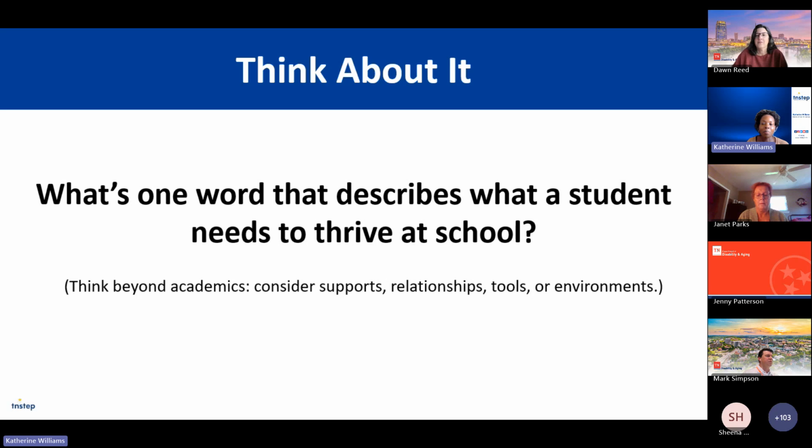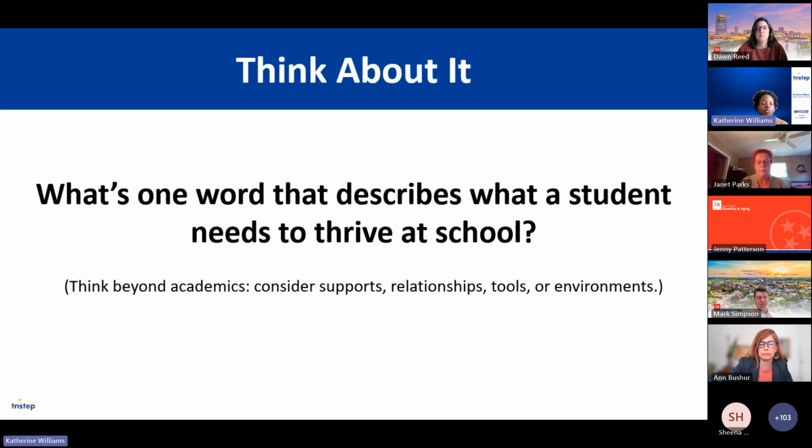For me, I think a big one would be safety, and probably consistency as well. A lot of times, especially the little ones, feeling safe at school helps them to be able to fully engage and learn better, and having consistency. So the same environment, seeing the same friends, having the same routine, all of that can help them to feel safe as well.